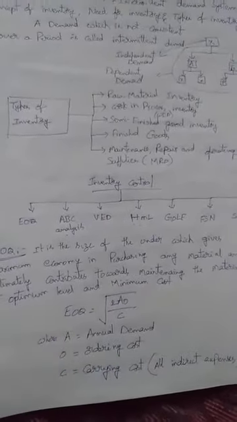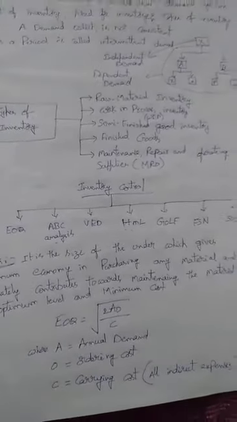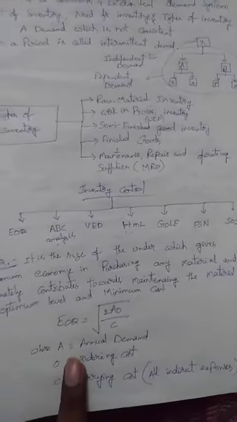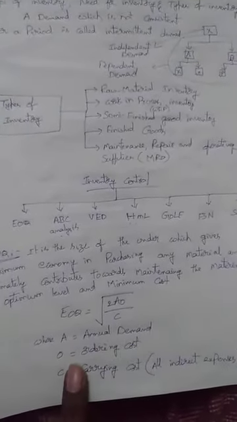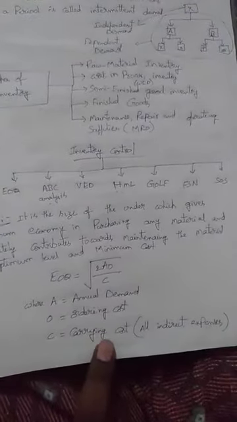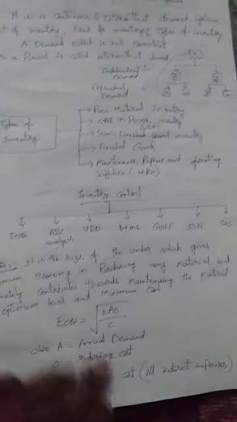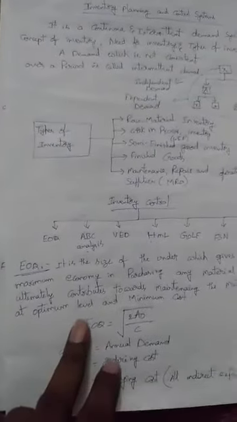So as usual you know the equation of EOQ, square root of 2AO by C, where capital A represents annual demand, O is ordering cost, and C is carrying cost. Carrying cost is nothing but all the indirect expenses under consideration in this particular EOQ concept.